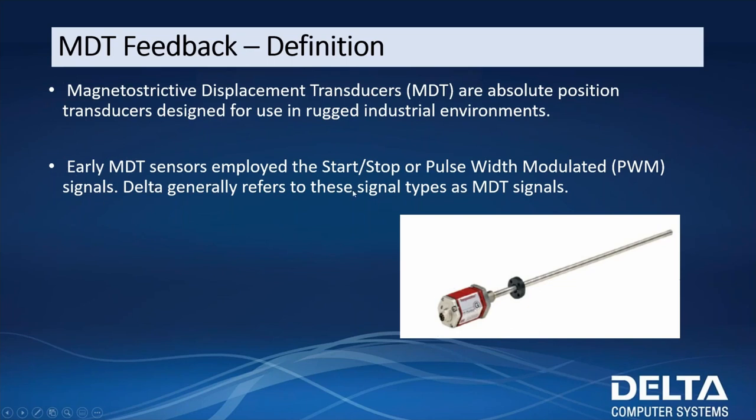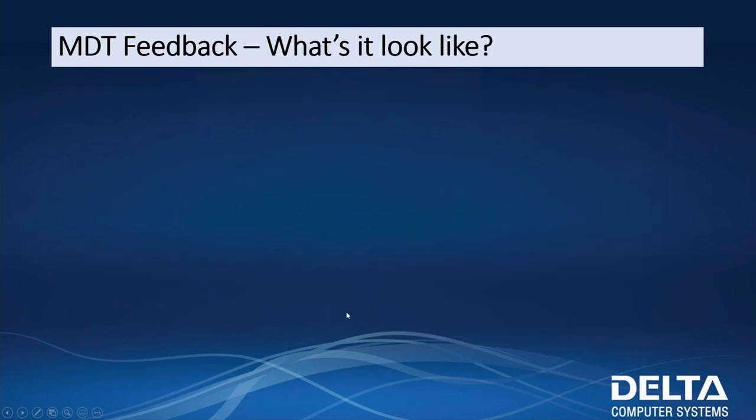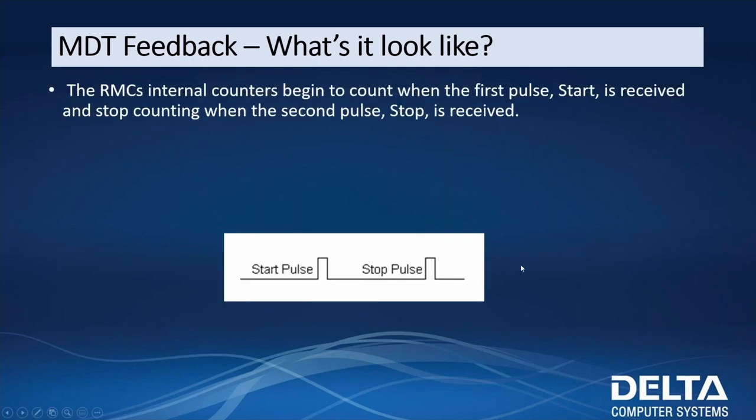Early MDT sensors usually employ the start-stop or pulse width modulated, and this is what we call MDT. But again, as time goes on, they developed other types as well, such as analog or SSI. So what does MDT feedback look like? Well, the RMC's internal counter begins to count when the first pulse, the start pulse, is received, and it stops counting when the second pulse, the stop, is received, right? So this is a start-stop.